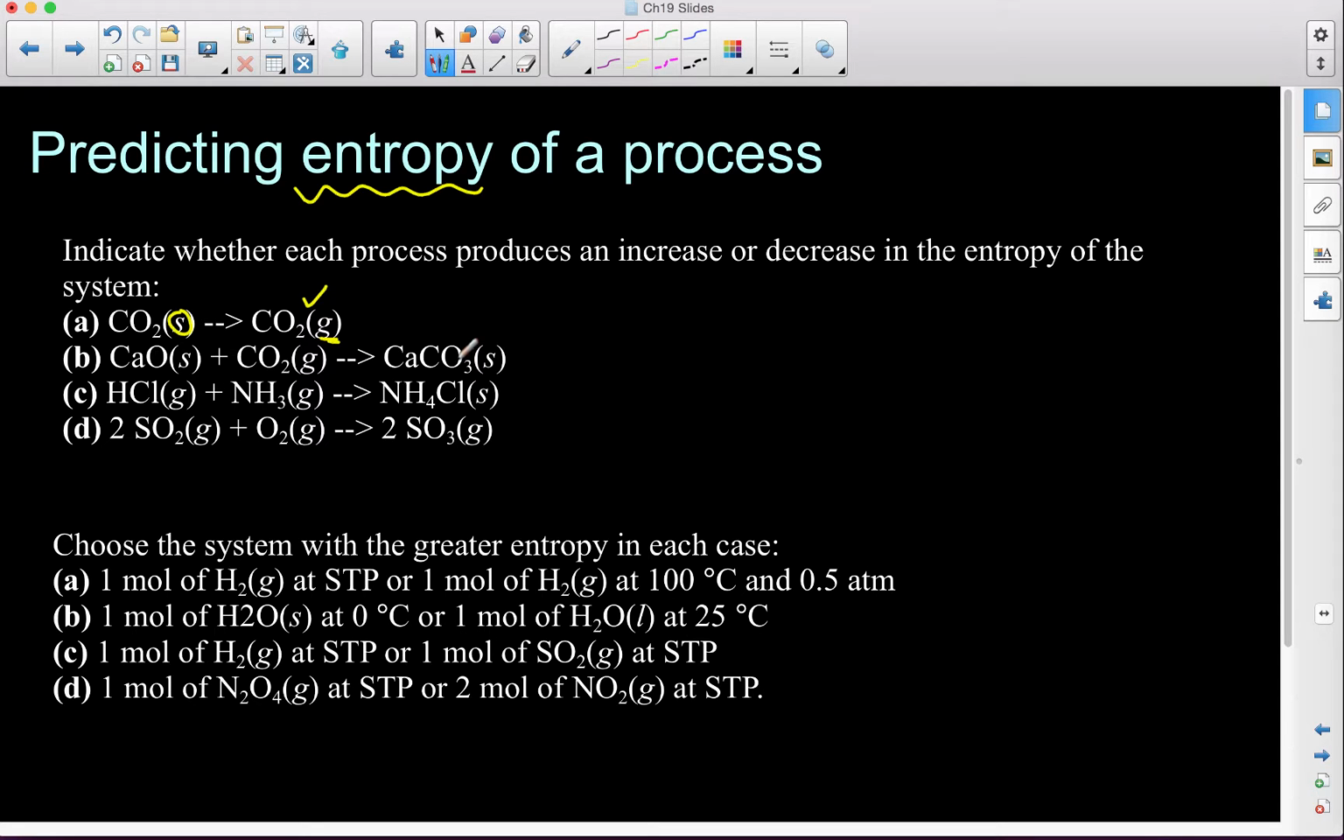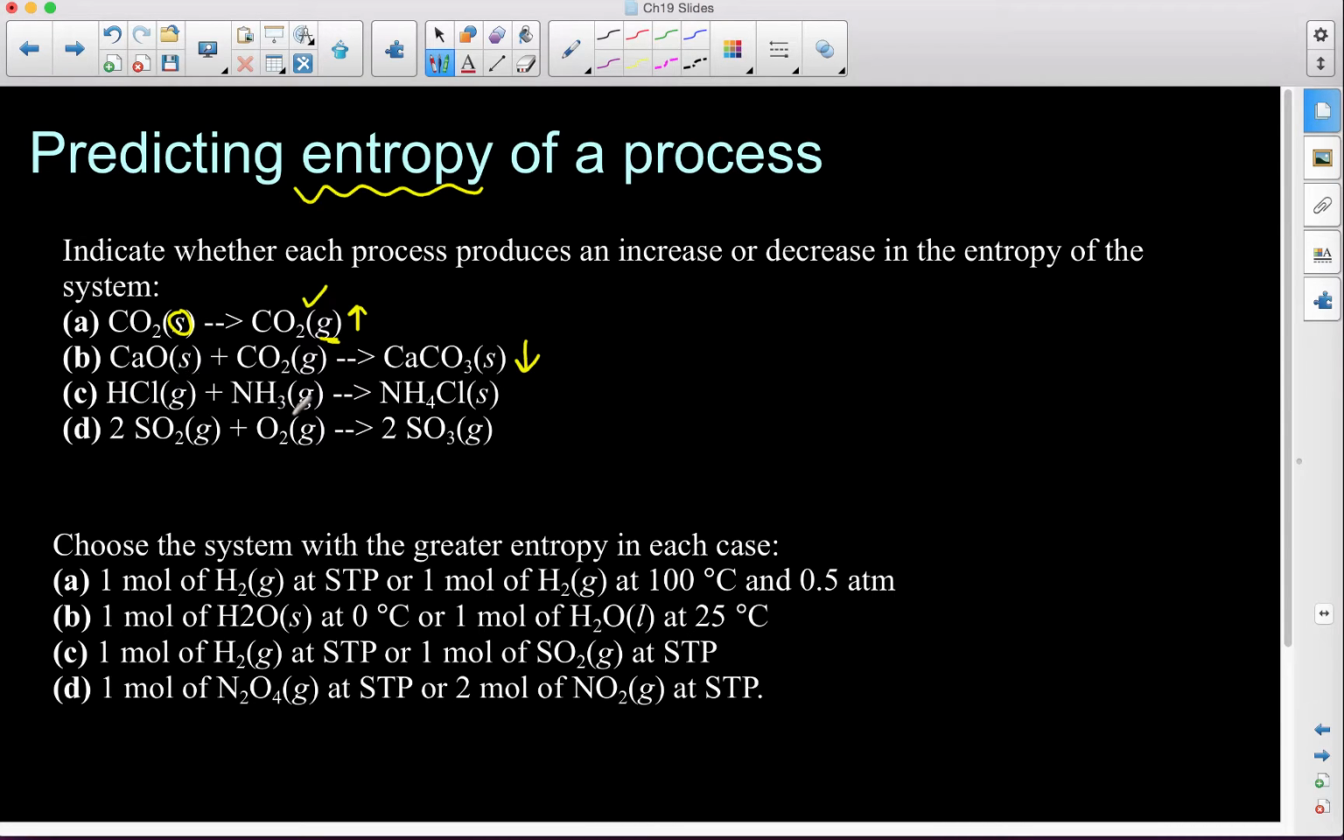Right. This is a decreased number of microstates because we did have a gaseous component, right? Something that had translational and rotational and vibrational motions, and we've confined all of these things now to this new solid, right? Which means that the CO2 going from solid to gas would be an increase in entropy. This process would be a decrease in entropy, okay?